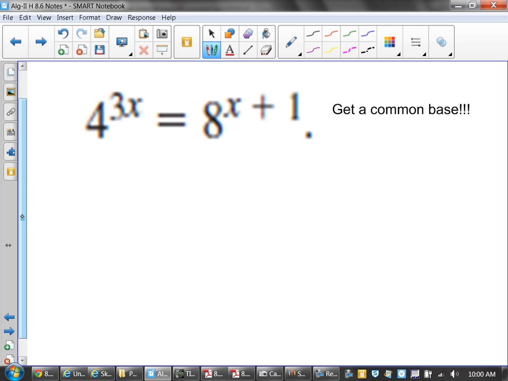On the one on the left, I can say that this is 2 to the 2 times 3x, because 4 is 2 squared, right? On the other side, could I say it's 2 to the 3 times the x plus 1? All I'm doing is rewriting the 4 and the 8 as a common base.